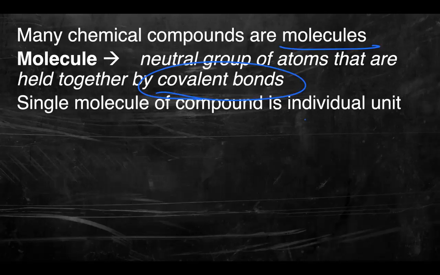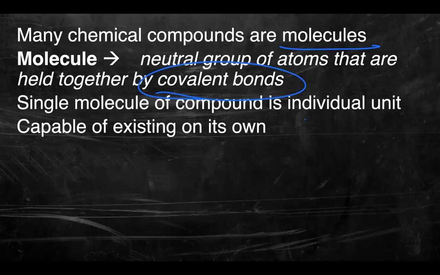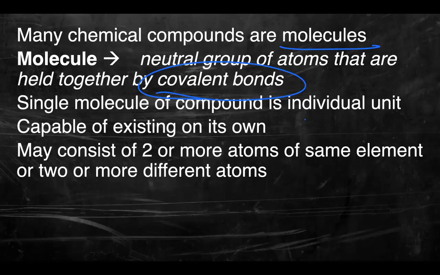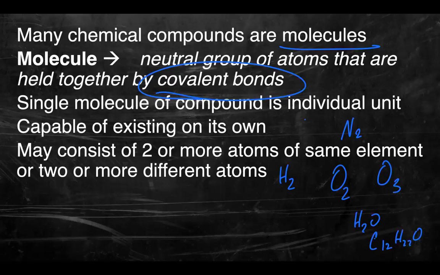Now, a molecule is an individual unit which is capable of existing on its own, which you might think sounds kind of common sense, but it's not, because ionic compounds are completely different. So a molecule can consist of two or more atoms of the same element. For example, oxygen, ozone, hydrogen gas, nitrogen gas, things like that. Or of course, you can have two or more different atoms, like we've got water, sugar, glucose, examples like that.